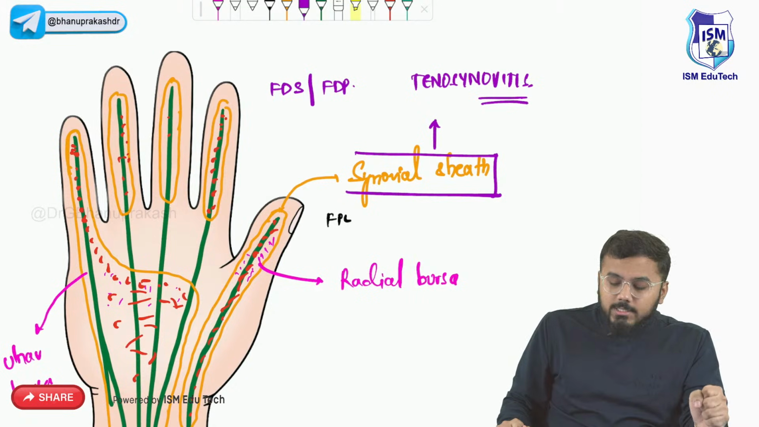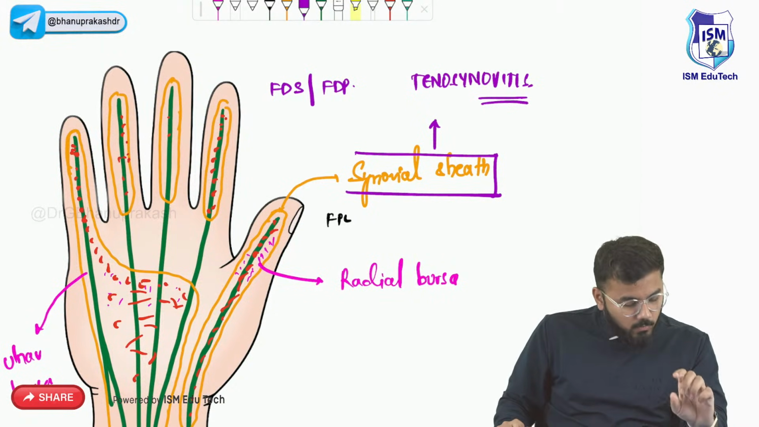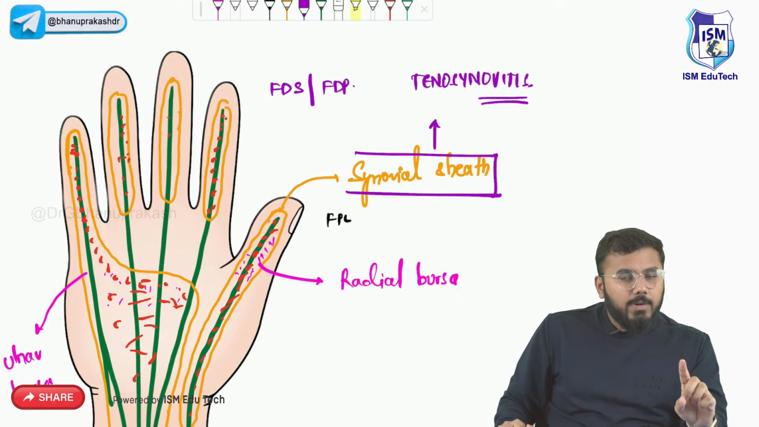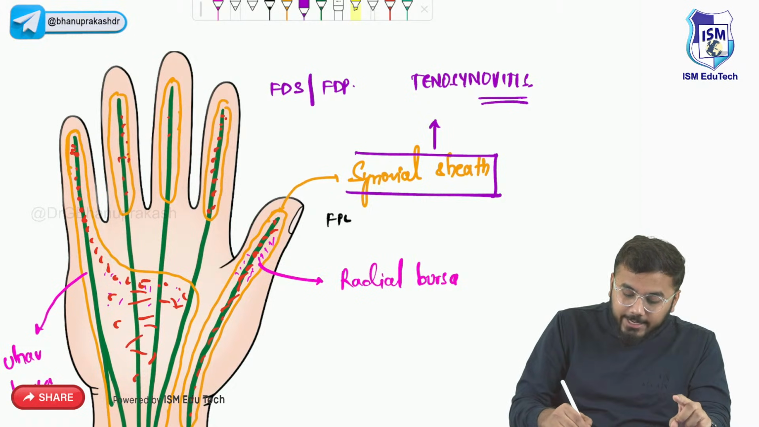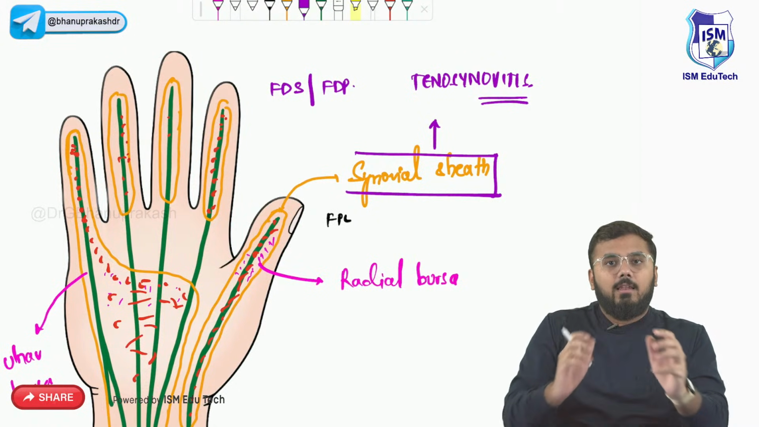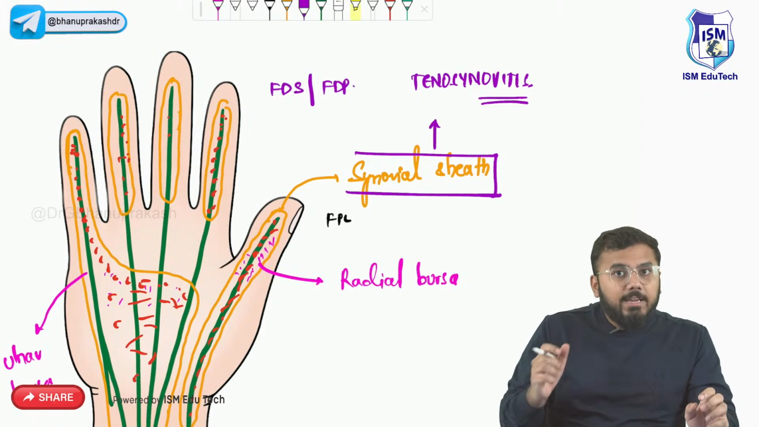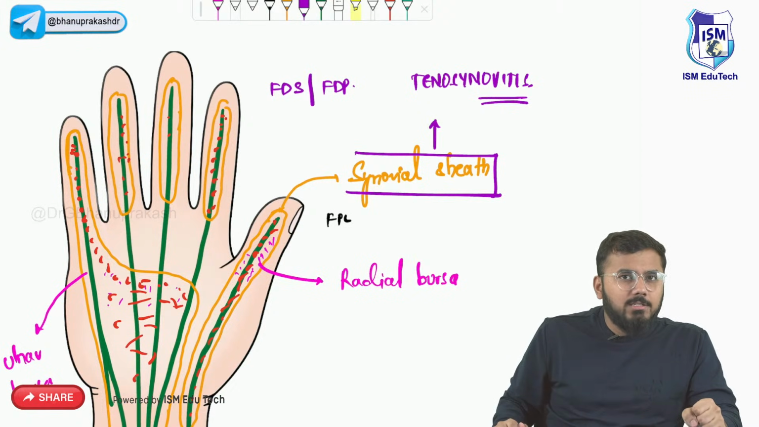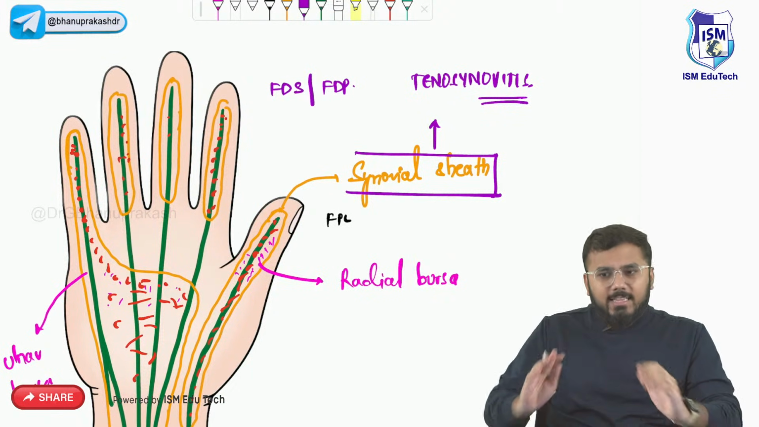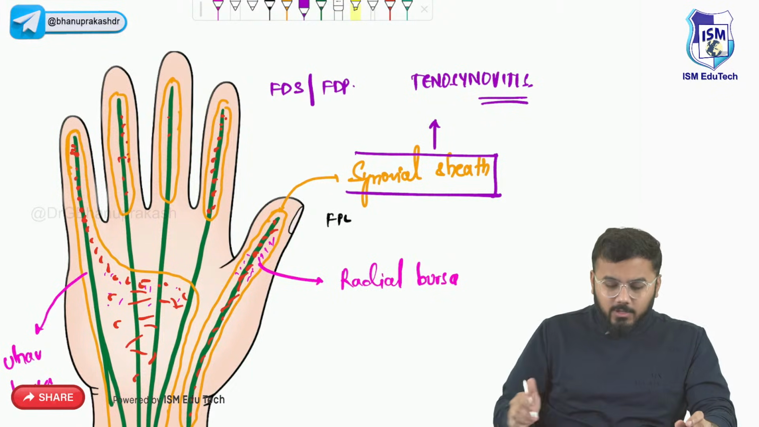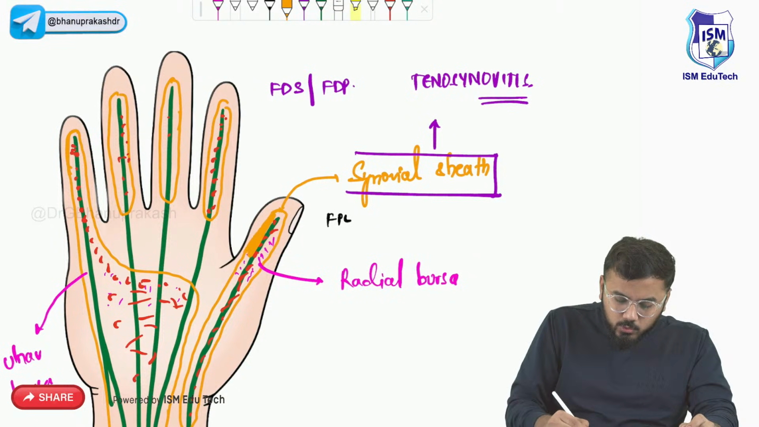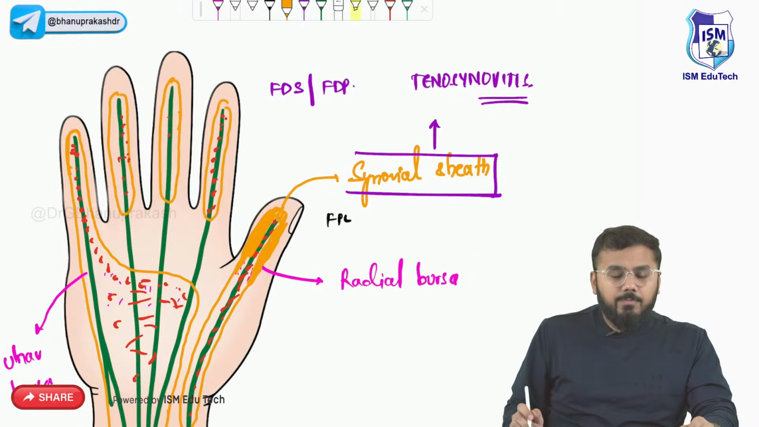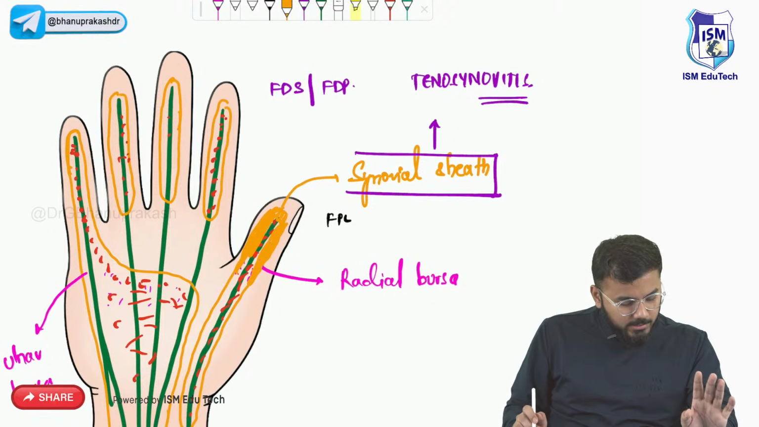Okay. Now, sometimes it might happen like this, that this synovial sheath can swell. When the synovial sheath swells, what will happen, guys? Inside there is a tendon. The tendon will be compressed or not? When there is complete swelling of this synovial sheath, the tendon will be compressed. Right?